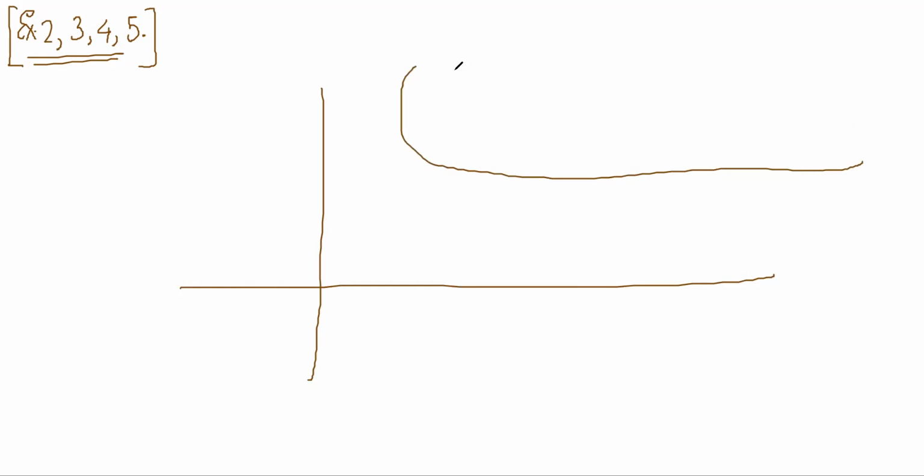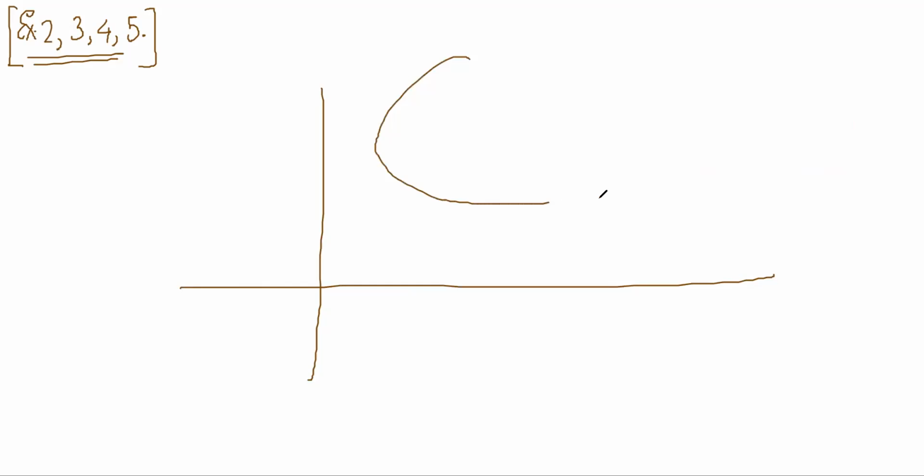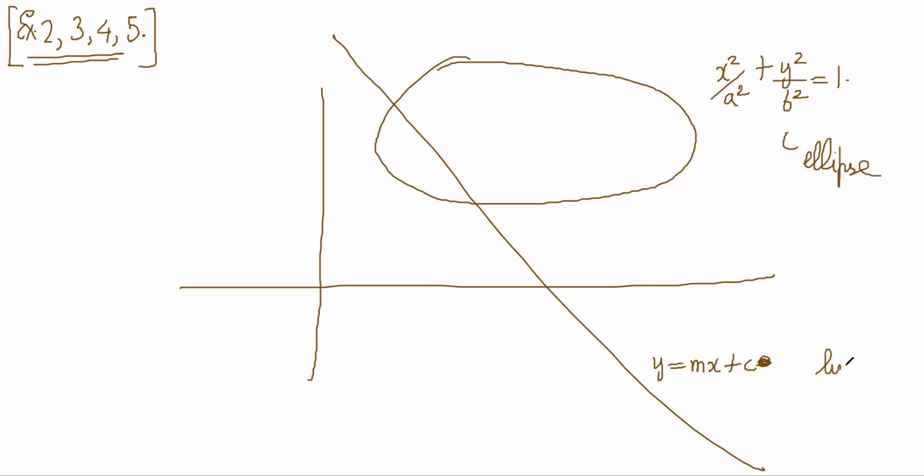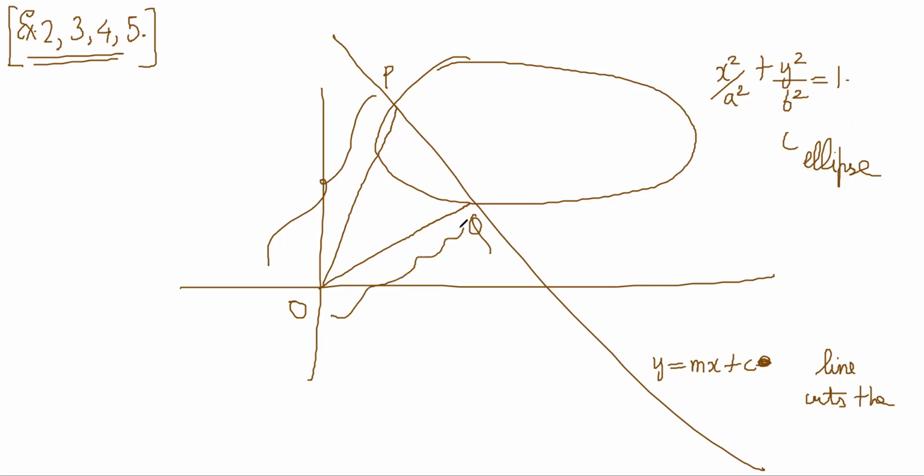There is some curve here. It's a 2-degree curve. Let's say it is x square by a square plus y square by b square is equal to 1. This is an equation of an ellipse. Let's say a straight line y is equal to mx plus c is a line. This line cuts the ellipse at 2 points P and Q. Now suppose you have to find the angle between OP and OQ.